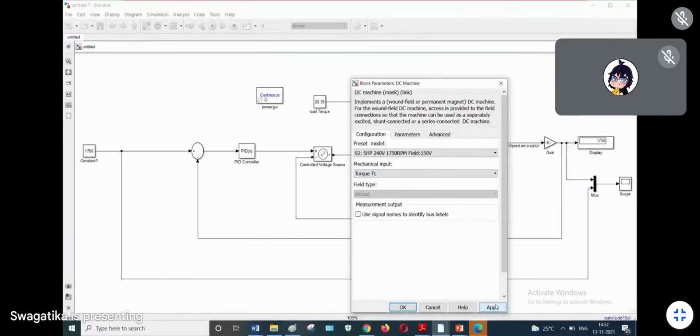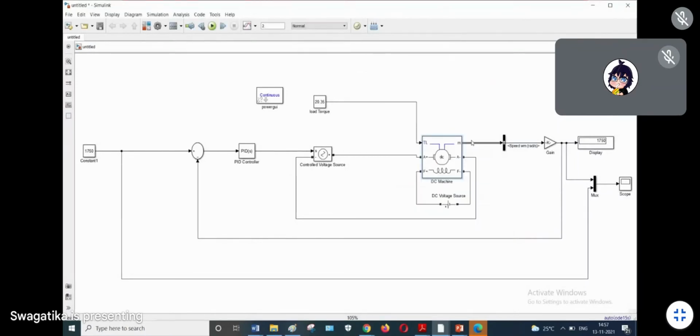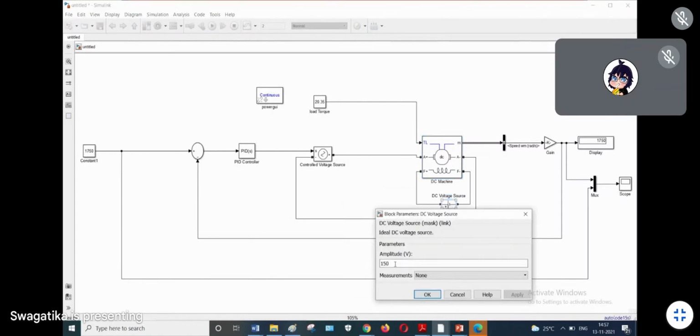Now, you have taken the field voltage as 150 volt and 1750 RPM. So here in the field, F plus and F minus, you will add a DC voltage source, and that will be your 150 volt. The required field voltage specified is 150 volt, so you have to take 150 volt.